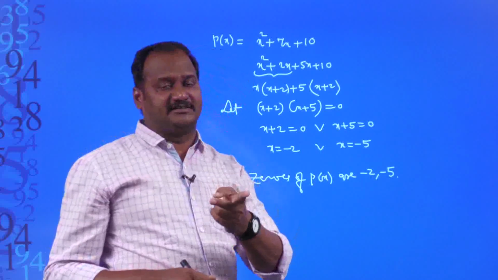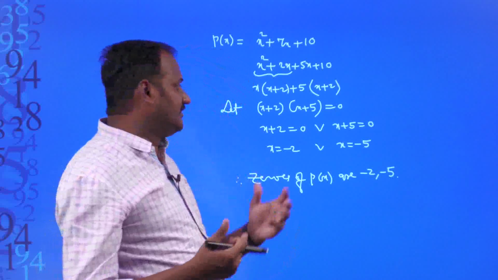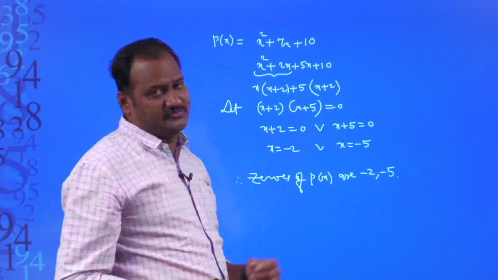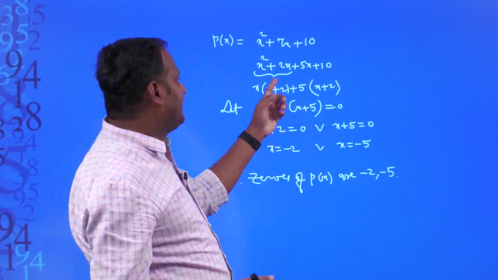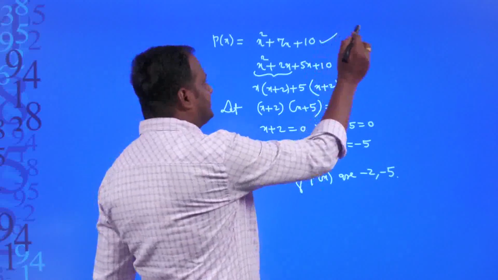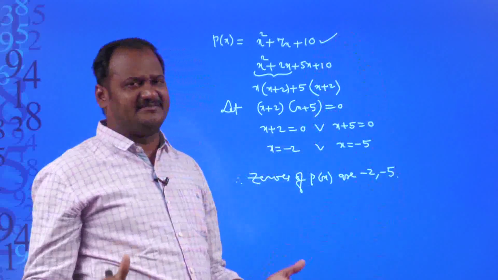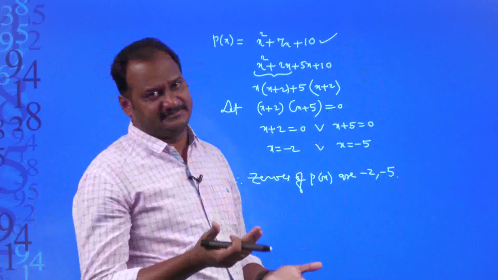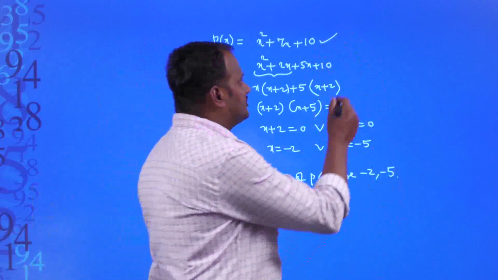If you have two factors, to obtain a second degree polynomial, obviously you will have to multiply those two factors. So, when you multiply, you will get the standard form of that second degree polynomial. So, it is simply the converse of the method. Okay. You are given two zeros of the polynomial.